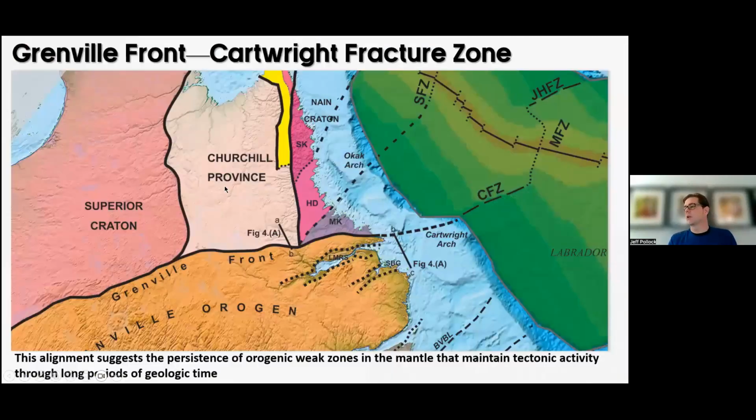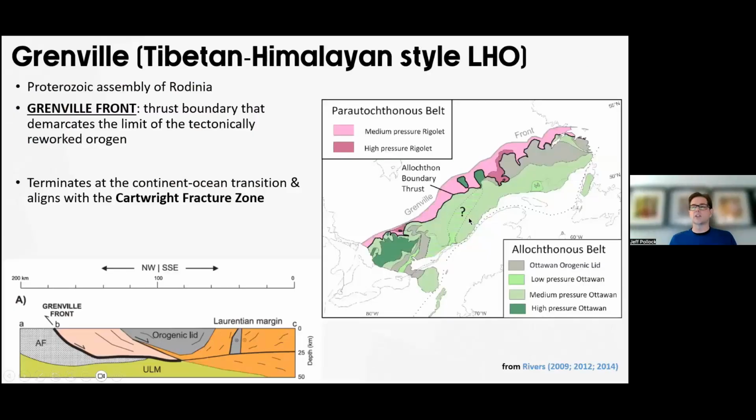We move north into the Labrador Sea. We see a similar alignment. The Menihek Fault Zone comes to the Cartwright Fracture Zone. It comes ashore at an offset on the continental margin, and it aligns with the Grenville Front. And the Grenville Front is the largest feature of the older Neoproterozoic Grenville orogen, a Tibetan-style long, hot orogen. And that front is the thrust boundary that marks the northwest limit of transported rocks in the Grenville. Like the Dover Fault, it penetrates the entire crust right down into the upper mantle. So it's a major tectonic boundary.